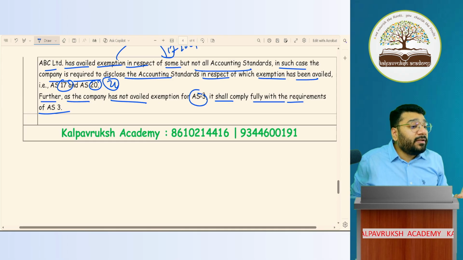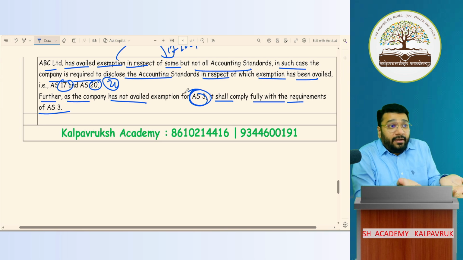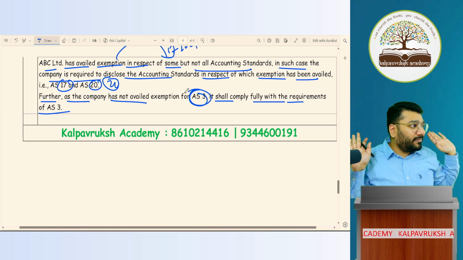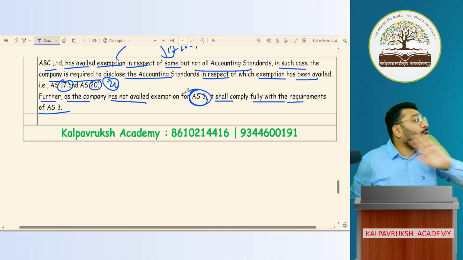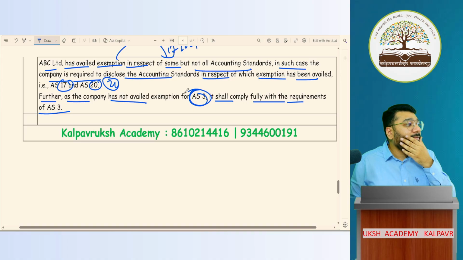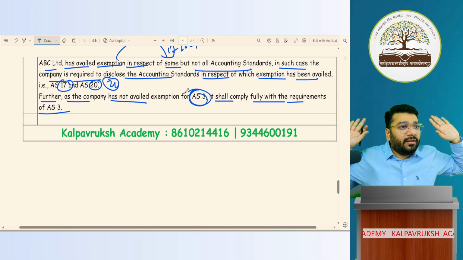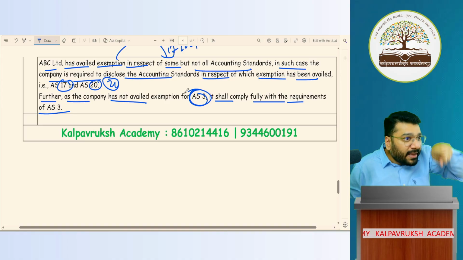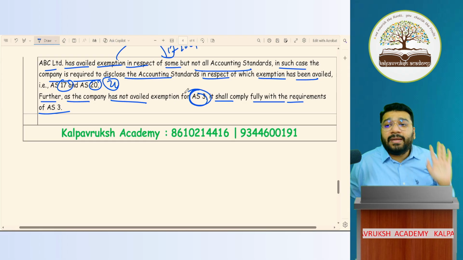You can't say that since AS 3 need not be complied, but I am complying voluntarily, so I will comply with what I feel like. What is the rule saying? AS 3 need not comply, full exemption. But what are you saying? I will comply, but I will comply with what I want. Partially? Will I say accepted? No. Either comply fully, or else don't comply. Okay, not okay. That is what point B is trying to say.